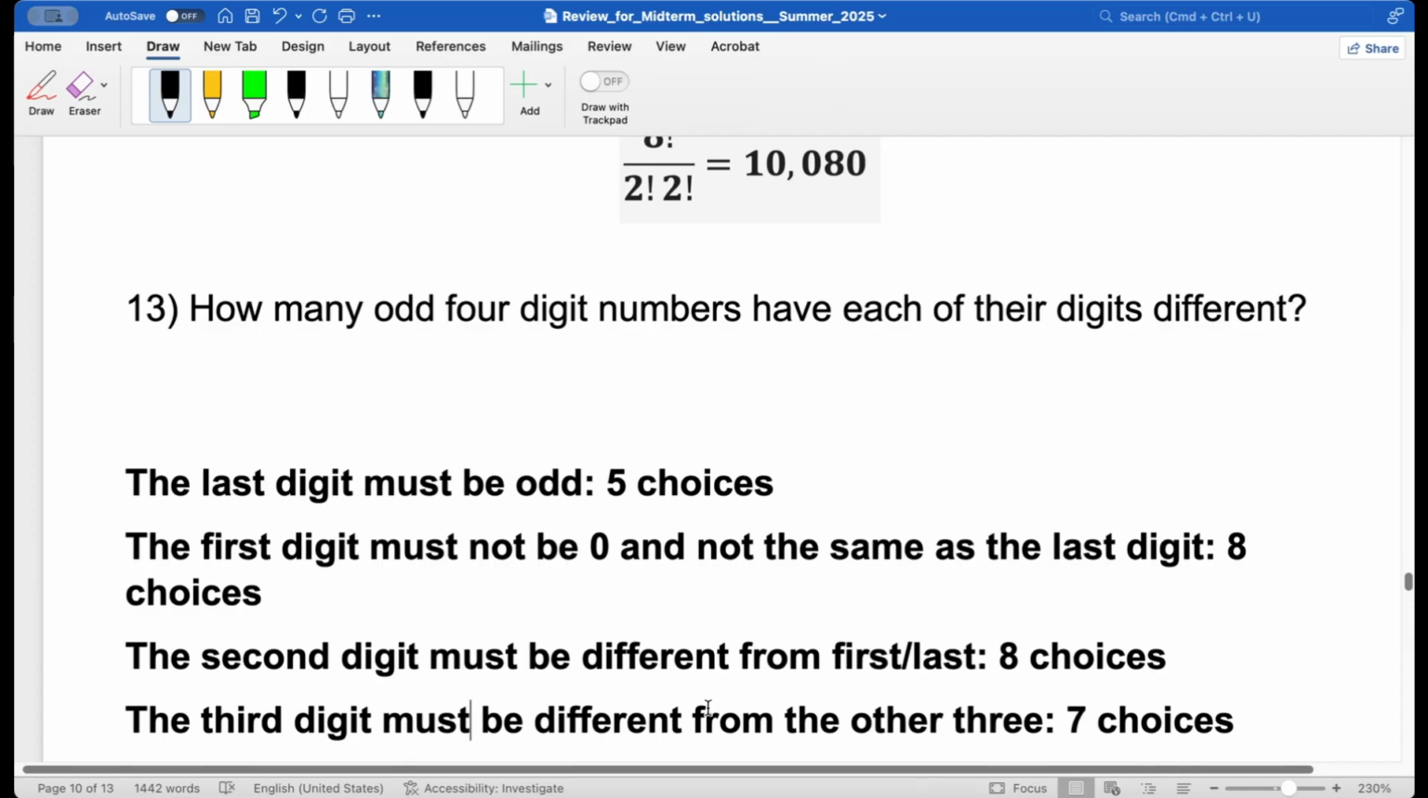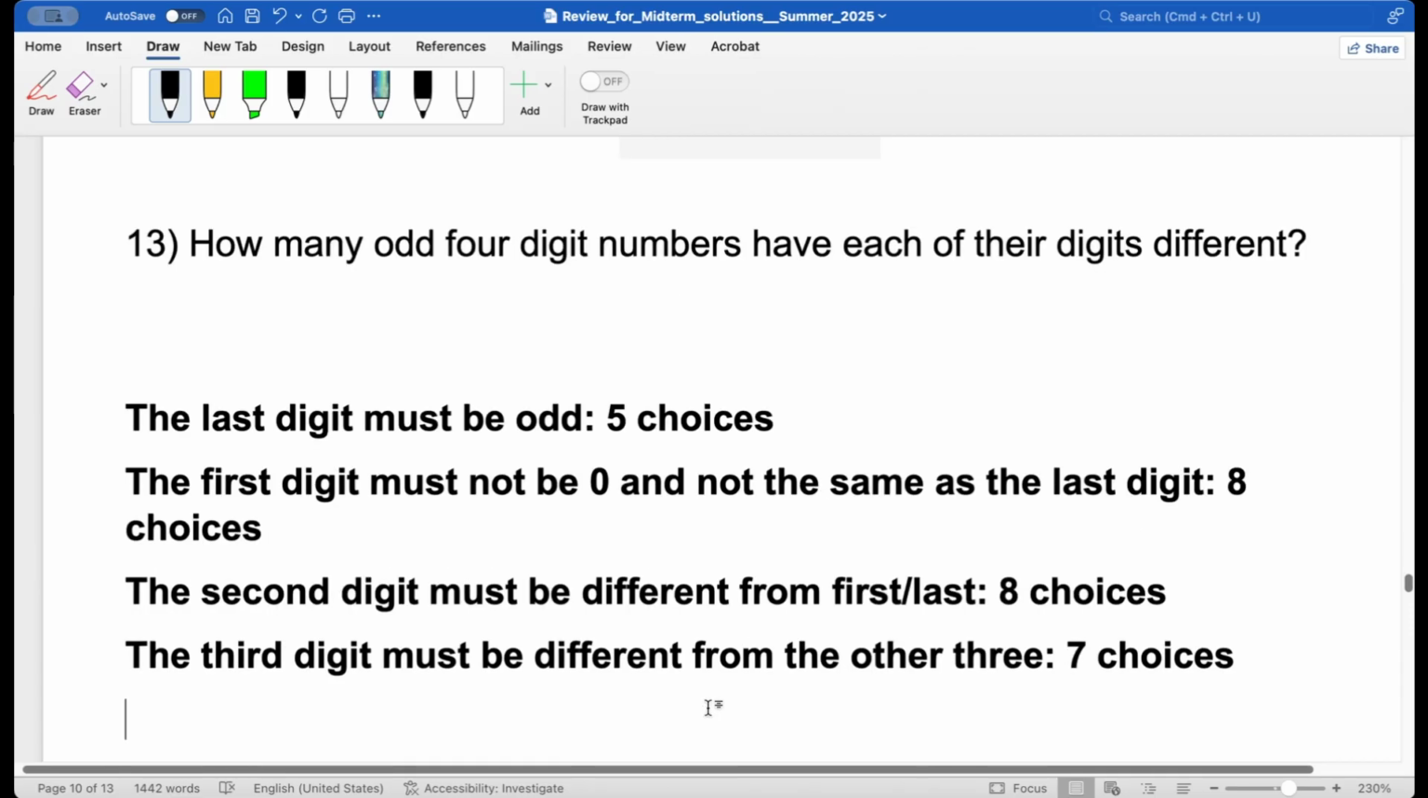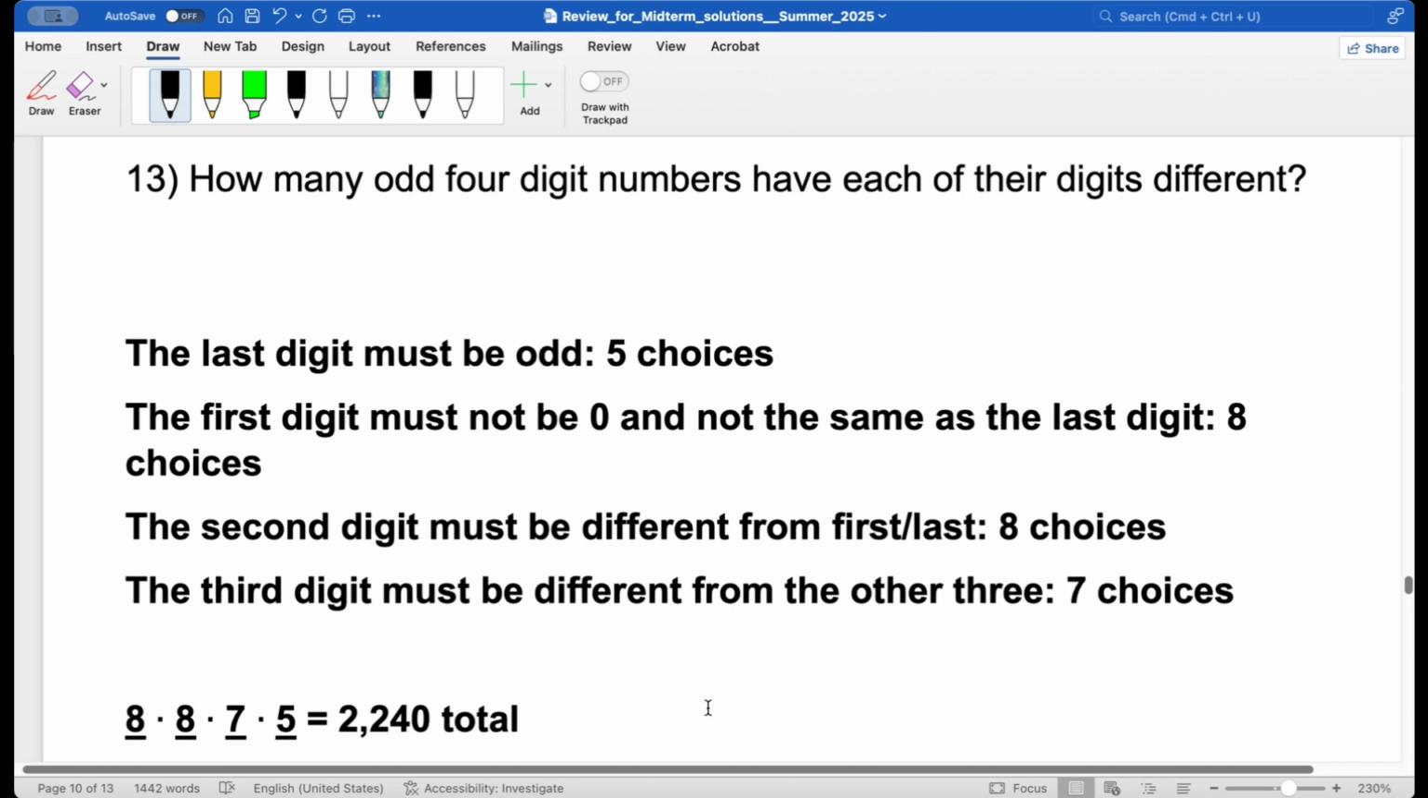And then the third digit has to be different from all the other ones, and so there's 7 choices left there. So the total number of possibilities is 8 times 8 times 7 times 5, which is 2,240.